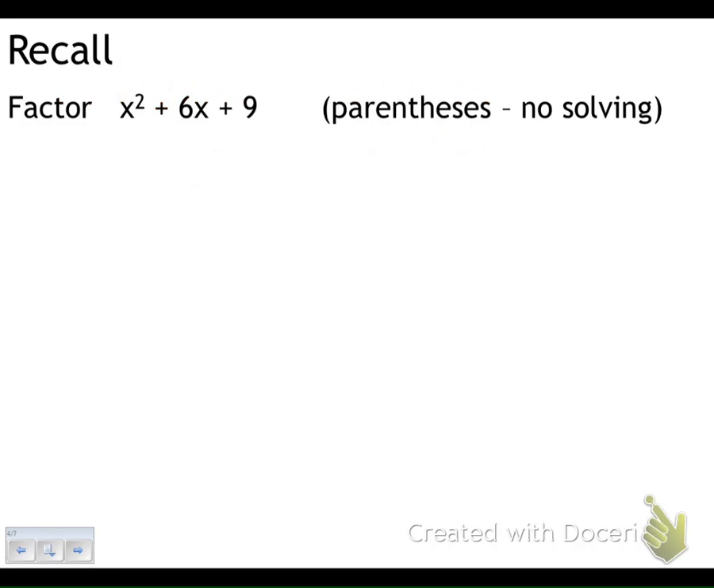Alright, so recall. Recall means let's revisit. Let's factor this expression x squared plus 6x plus 9. That means we want 2 parentheses. We're not going to solve and get x equals, and we're not going to get 2 answers. So you can do these 2 ways. If you don't remember how to do this the quick way, I'll just show you. This is an easy problem because there's no number in front of our x squared. There's no 2, 3, 4, 5 we have to worry about.